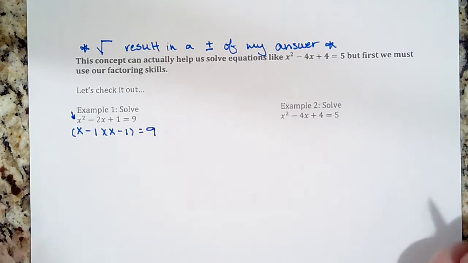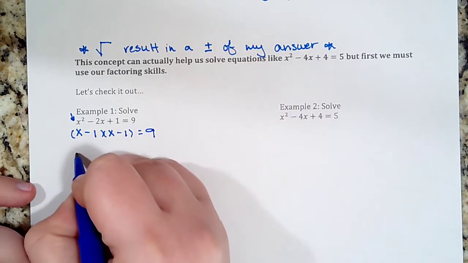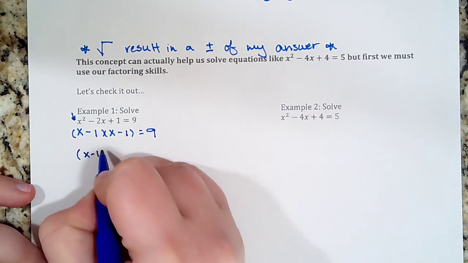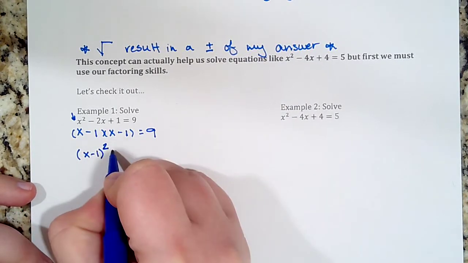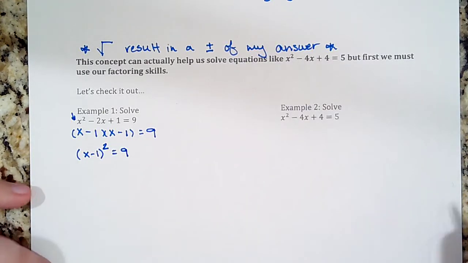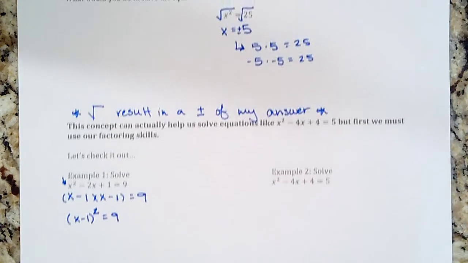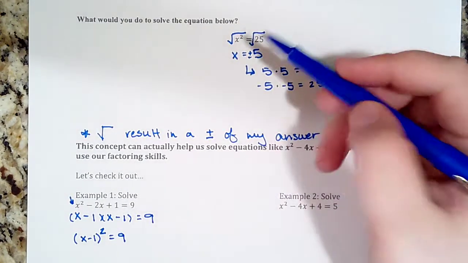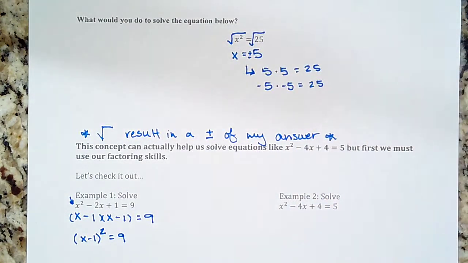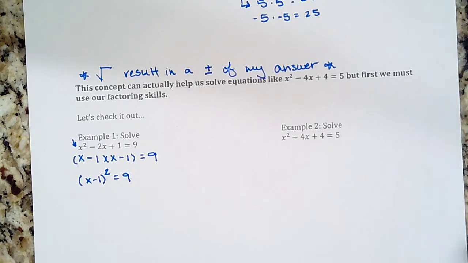Now, why was that useful? Why did I want to do that? Well, if you think back to our factoring days of chapter 9, I can rewrite the left side as (x minus 1) squared instead of (x minus 1) times (x minus 1). Well, why does that now help us? Well, if we look back at our original, we notice as long as there is something squared, we can take the square root of it.